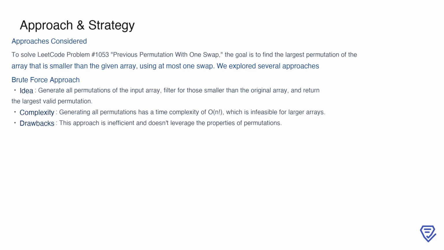However, this method has significant drawbacks. Generating all permutations of an array has a time complexity of O(n!), which grows extremely quickly as the size of the array increases. This makes the approach computationally infeasible for larger arrays, and it doesn't take advantage of the structure or properties of permutations to optimize the process. Thus, while conceptually simple, the brute force approach is inefficient and not practical for this problem.